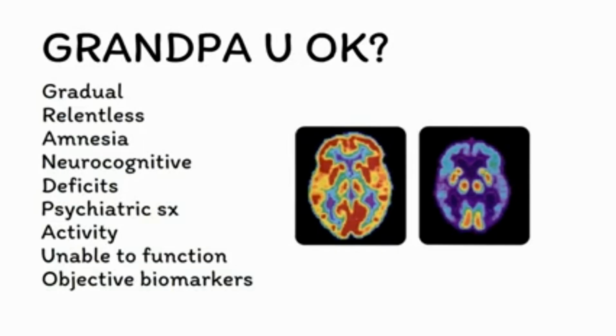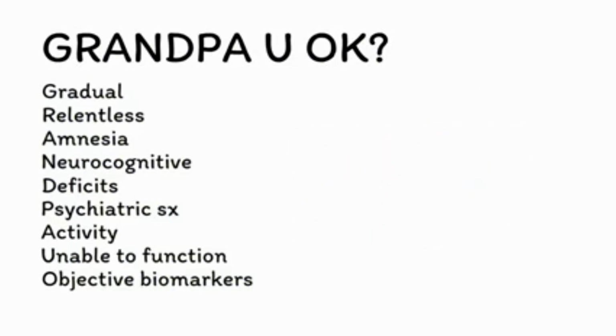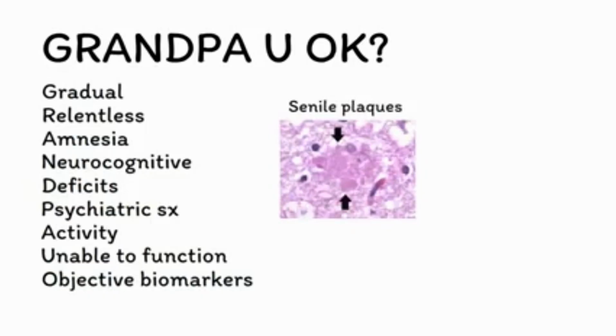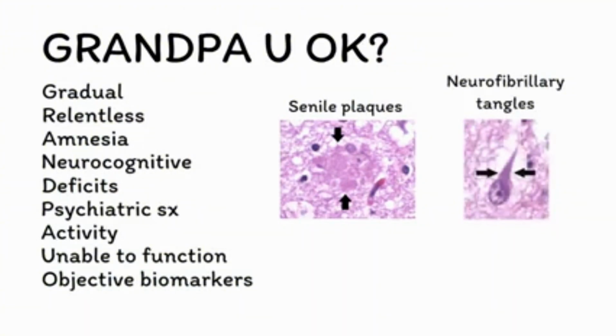Functional neuroimaging can also show widespread decreases in metabolic activity, as seen in this image, with a normal scan on the left and a scan from a patient with Alzheimer's disease on the right. On a microscopic level, a few additional biomarkers can be seen. Senile plaques consist of extracellular proteins known as amyloid beta that have clumped together, while neurofibrillary tangles are made up of a protein called tau.